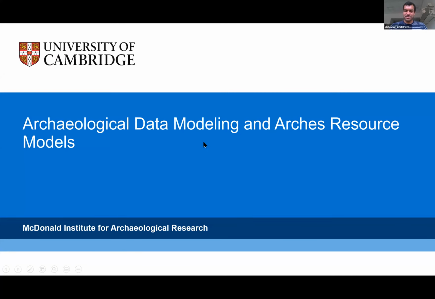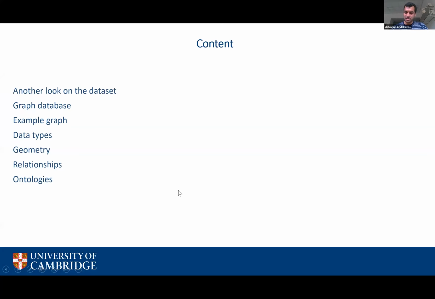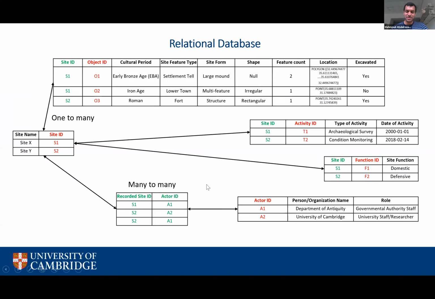All right, so I'm gonna talk mainly about how we can model the information, the data that we've collected, in such a way that will make it possible to input within ARCHES and to make use of all the capabilities that the system provides. So again, this is the list of items that we're gonna talk about. And we're gonna begin by taking another look at the relational database that we have looked at before.